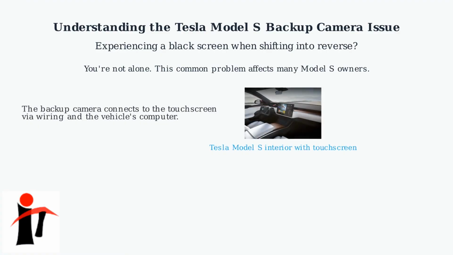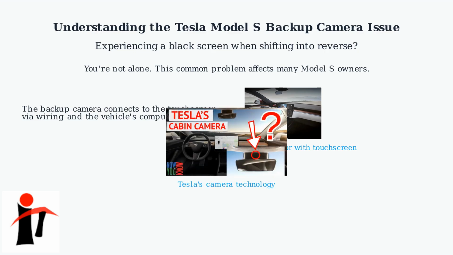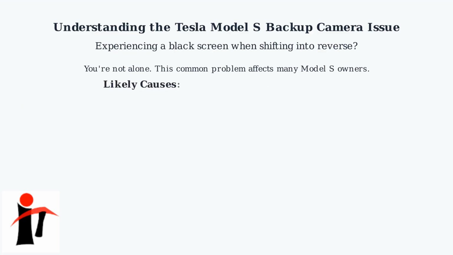The Tesla Model S backup camera system includes a rear-facing camera, wiring harnesses, and integration with the vehicle's central computer and touchscreen. Tesla's advanced camera technology, like the cabin camera, uses similar components, but the backup camera focuses on the rear view. We'll cover the likely causes, from simple software glitches to potential hardware failures, so you can diagnose and potentially fix the issue yourself.